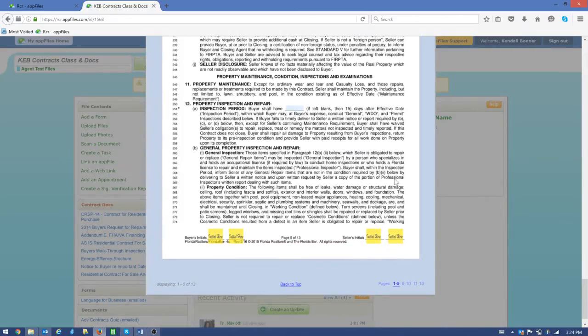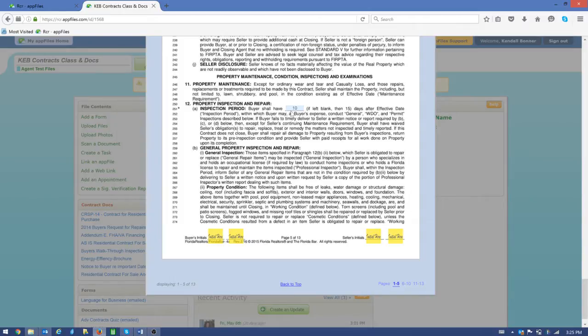Let's start with paragraph 12A. Buyer shall have fill in the blank days after effective date within which buyer may, at buyer's expense, conduct inspections. You've got 3 different inspections listed out here: general, WDO, and permit inspections. A change from previous contracts like the FARBAR3 is that before you didn't have a blank here. It automatically was 15 days. Now you get to pick how many days you want. We're just going to say 10 for the purposes of this class.